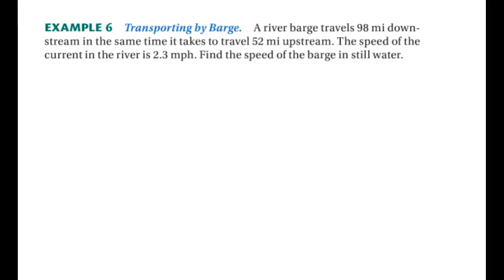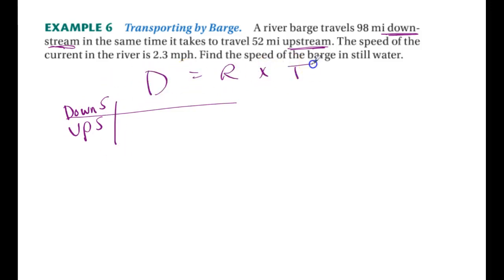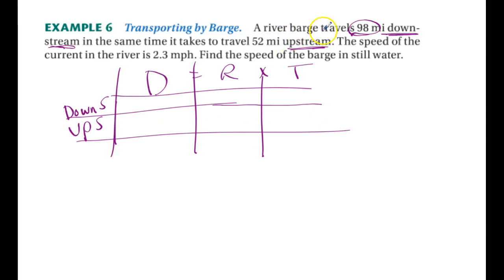Okay, the last example is talking about a barge going downstream and upstream. So instead of a mountain bike and a racer bike, the two different things are downstream and upstream. But I still think distance equals rate times time. So I'll start with this again. And let's talk about this 98, because it's the first number I see, and it's the river. The 98 is the miles, so it's a distance down. So that's 98, a distance down. Oh, and it looks like it's a 52 up. So I'll put 52 here.